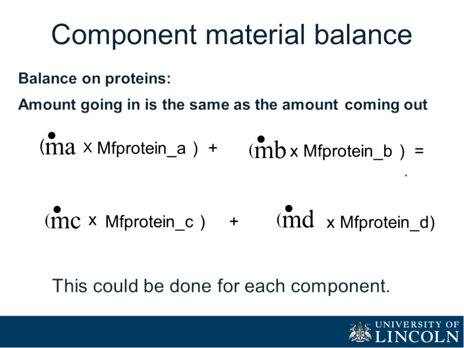Now, this is what I've just said. The mass of protein in A, mass of protein in B, mass of protein in C, mass of protein in D, you can see this equality sign. If you add the first two together, it must give you the mass of protein in C and D. This can be done for every other component. It can be done for fat in A, in B, in the raw material and in the product. It can also be done for anything you are interested in in that product.